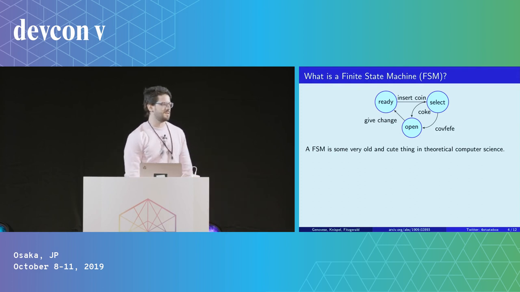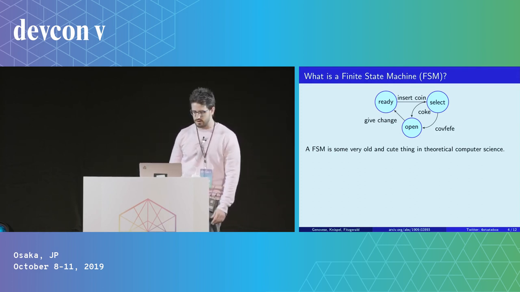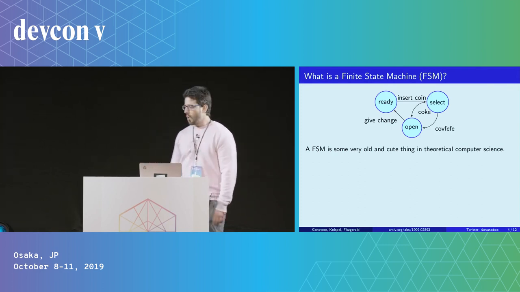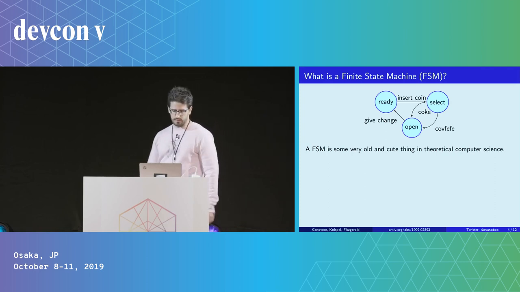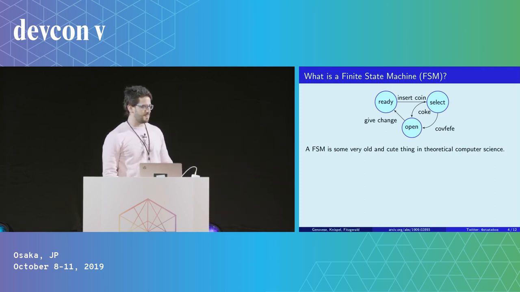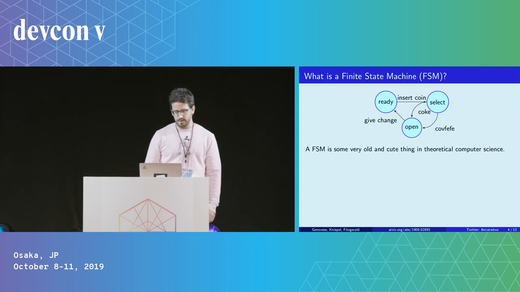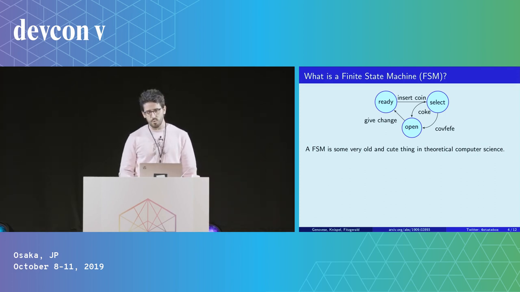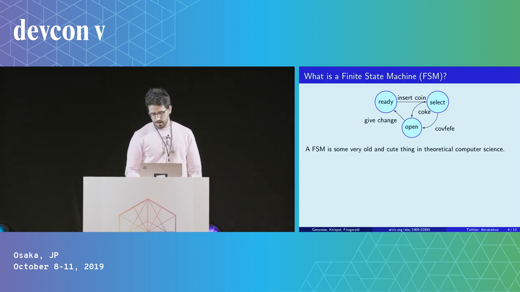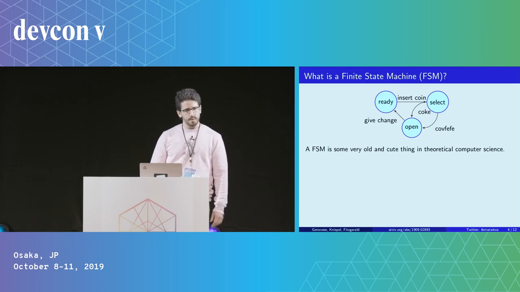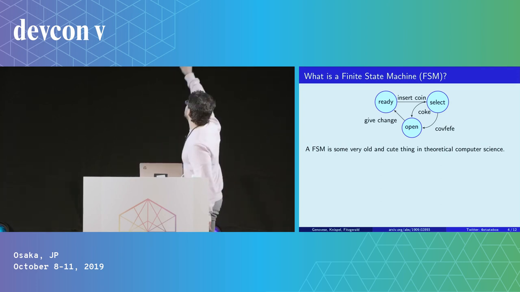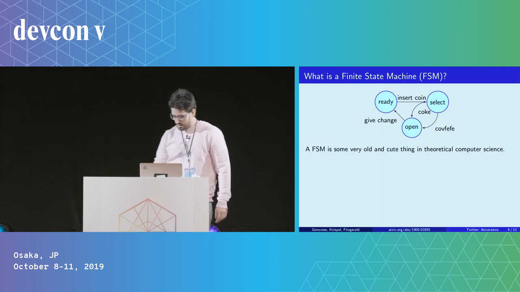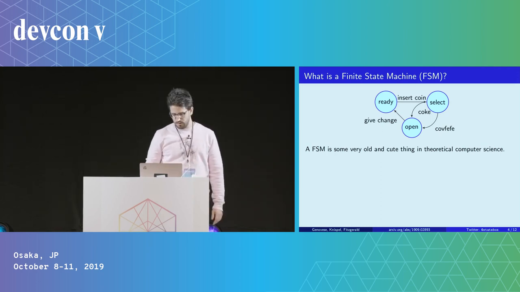Okay, so what is a finite state machine? A finite state machine is some very old gadget in theoretical computer science. Old means good, because it means that a lot of theory has already been developed about finite state machines. We know perfectly well how they work and how to prove formal properties about them. So in here you can see a model of a very simple vending machine. And you can think about it just as a graph.